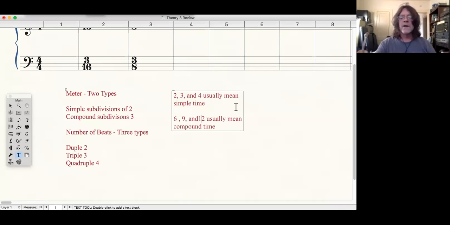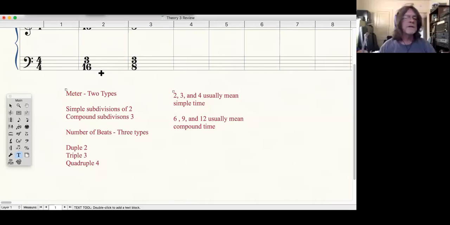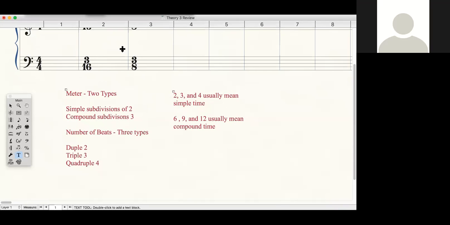All right. So let's go back to 3/8. Since it has a 3, it probably means simple time. So it's simple, and there's 3 beats in it, right? Now there's 3/16. What's the difference between the two? One of them, the 16th note gets the beat, and the other one, the 8th note gets the beat.